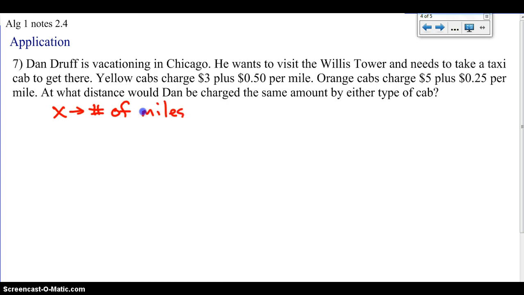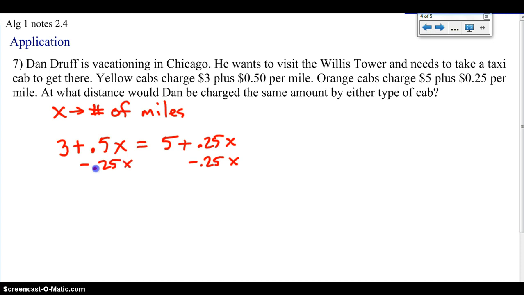Okay, so yellow cabs charge $3 plus 50 cents per mile. So we can just do 3 plus 0.5x. That's your yellow cab. The orange cab is $5 plus 25 cents per mile. So what we can do here is write it this way: 5 plus 0.25 times the number of miles. Now in the end, we're trying to find out when it would be the same. So that tells us to put an equal sign right there. All right, let's solve the equation.